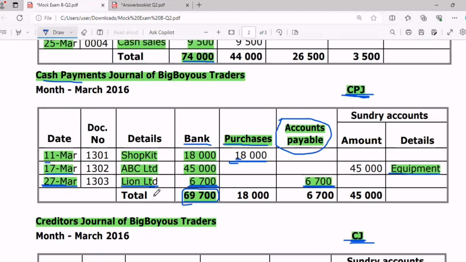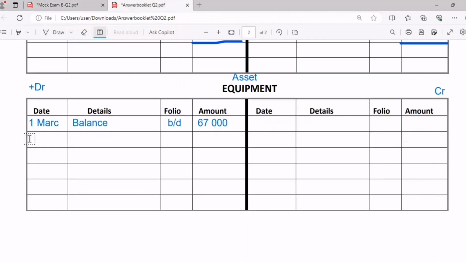So on the 17th of March, we acquired the equipment. And this was purchased using cash because bank was affected. So 45,000 was paid from our bank account to the supplier of the equipment, APC Limited. So this payment was made for cash, 45,000. So now the value of our equipment will increase. So every time our asset increases, we show the effect on the debit side.